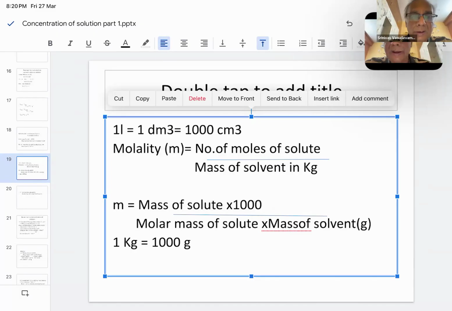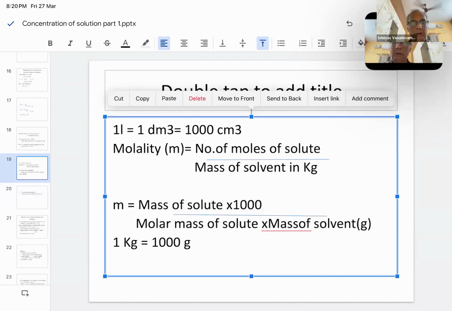Or I can write it as mass of solute by molecular mass of solute into 1000 divided by mass of solvent. That is the molality here. Mass of solute by molecular mass of solute is the number of moles of solute, into 1000 by mass of solvent. 1 kilogram is equal to 1000 grams for conversion. So this is molality: mass of solute divided by molecular mass of solute into 1000 by mass of solvent.